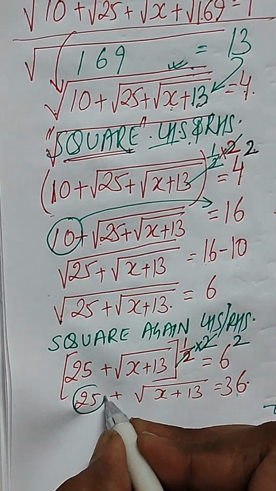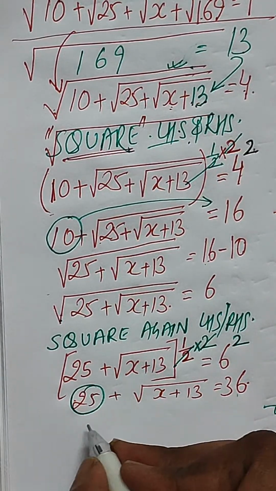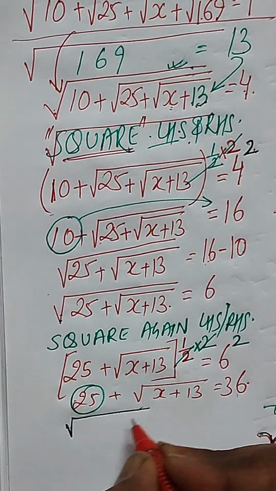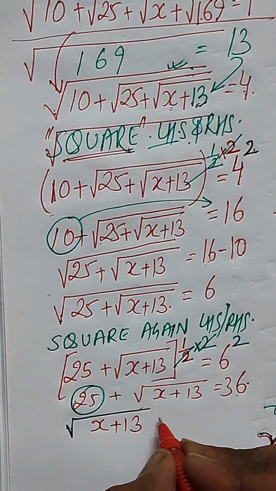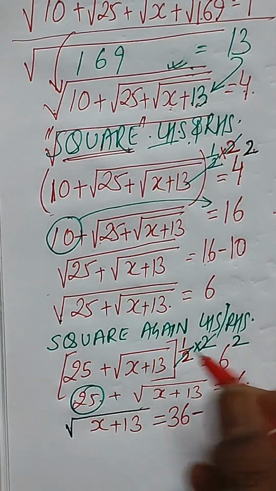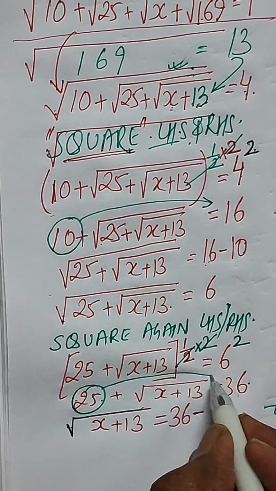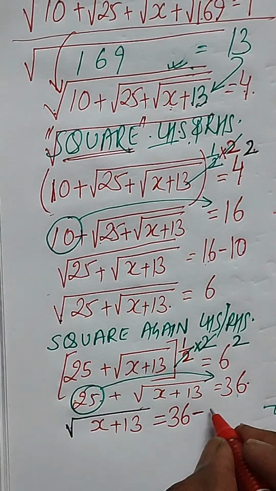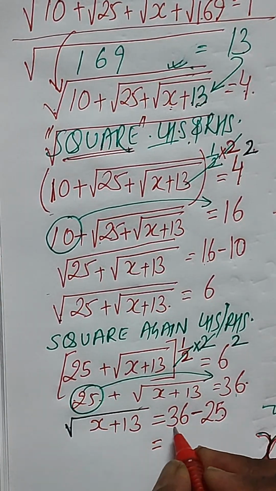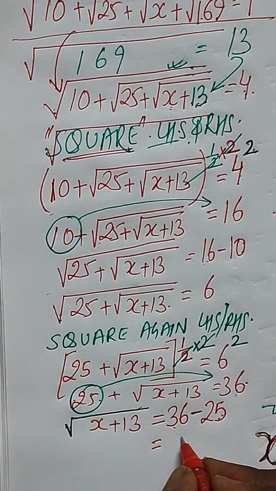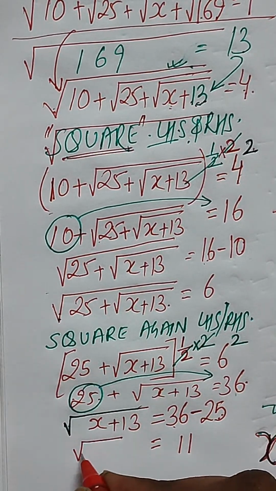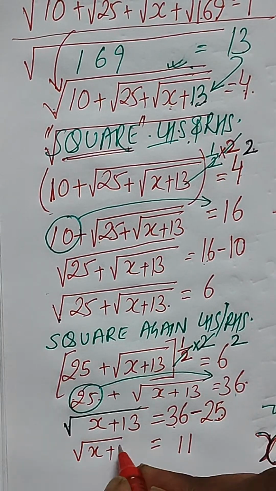We can push this 25 from the LHS to the RHS. So we have root over x plus 13 on the LHS, and on the RHS we have 36 minus 25, since the 25 is pushed to the RHS and so is subtracted there, right? This gives you 36 minus 25, that is 11, right? 11 on the RHS, and on the LHS we have x plus root over x plus 13.